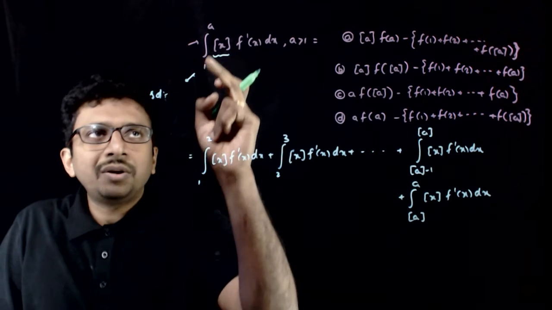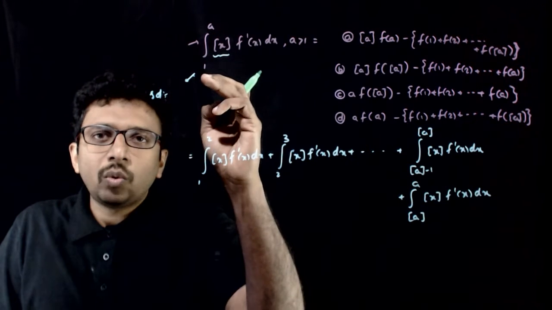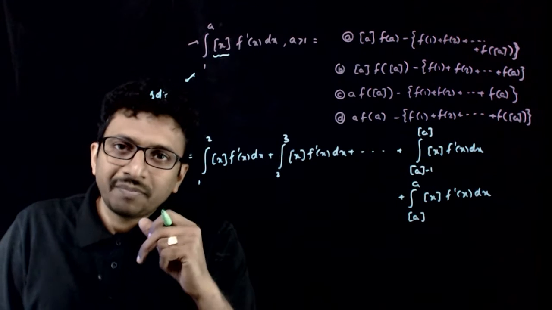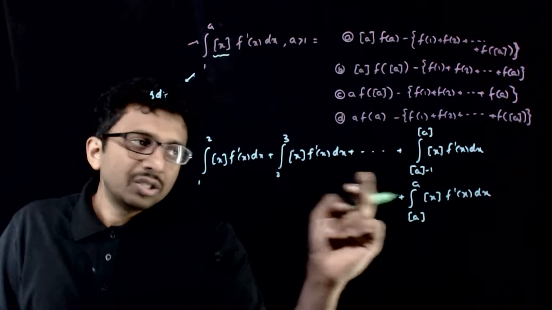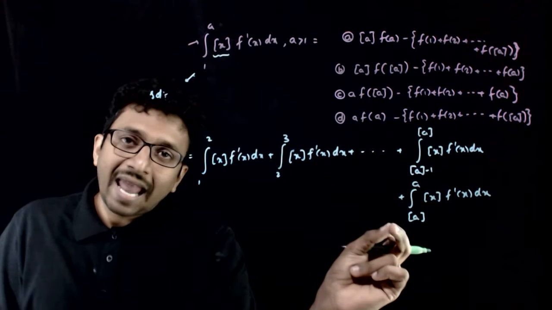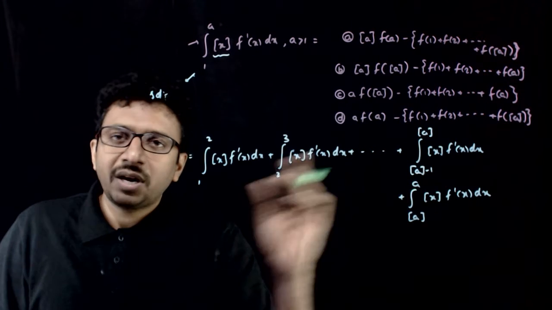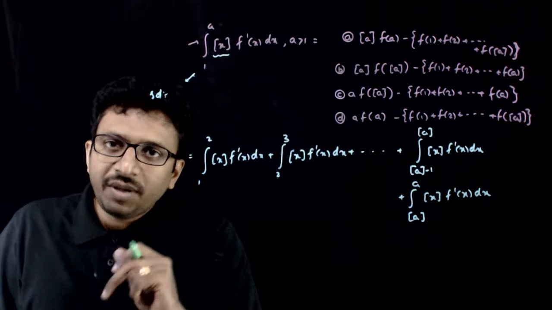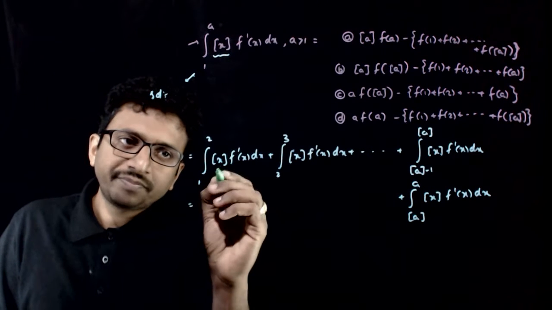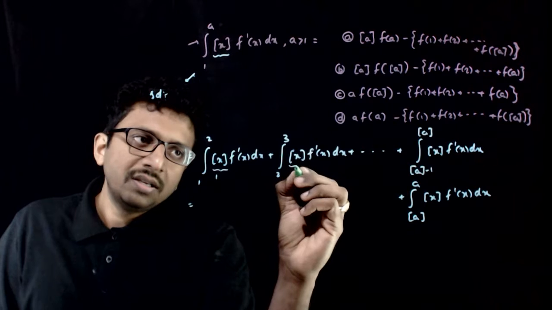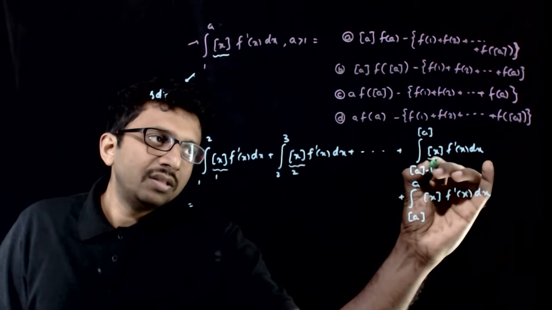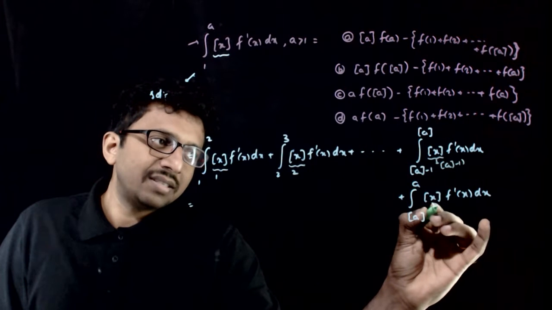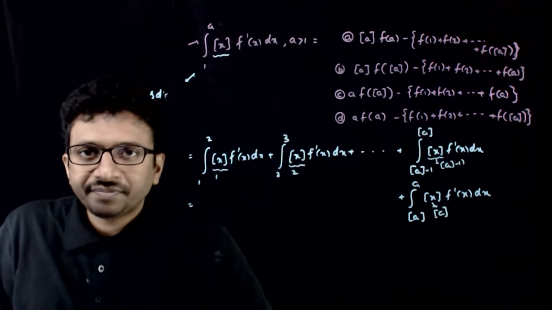That means if you have 1 to 9.5, assume that you have 1 to 9.5. So integer part of 9.5 will be 9. So 1 to 2, 2 to 3, so on, 8 to 9. And lastly, you have 9 to 9.5, integer part of x dx. So we know that from 1 to 2, integer part will be equal to 1. This is equal to 2. This is equal to integer part of a minus 1. And this is integer part of a.